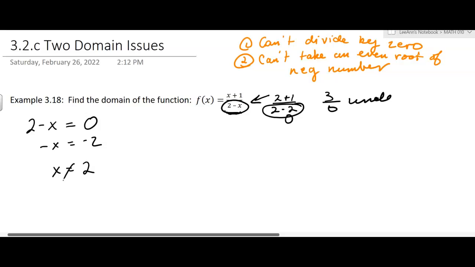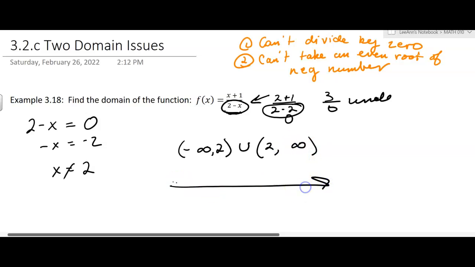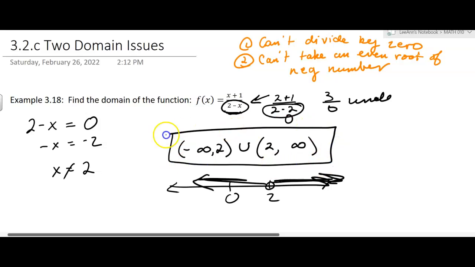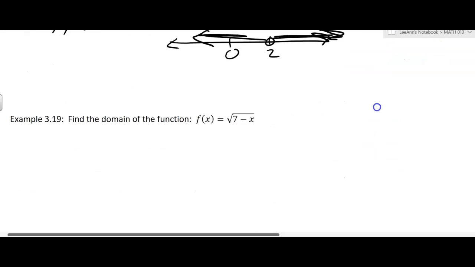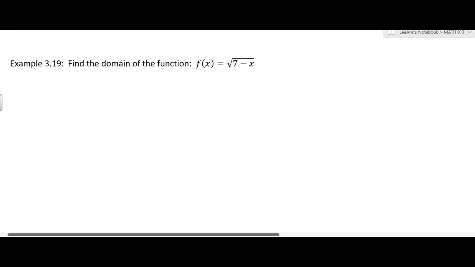Now, how are you going to write all real numbers except 2? I mean, I guess you could write it out in words, all real numbers except 2. But in interval notation, it looks like this. From -infinity to 2, oops, but don't include the 2, and then from 2 to infinity. Now, if you want to know what that looks like on a number line, here's 0, here's 2. So we're saying don't include the 2, but everything this way and everything this way. And that's going to say all real numbers except 2. But this is what the interval notation looks like. Okay? So anytime there's a chance you'd be dividing by 0, you have to set those denominators equal to 0 and take those values out of the domain.